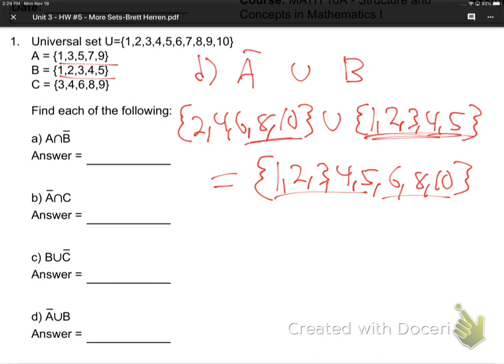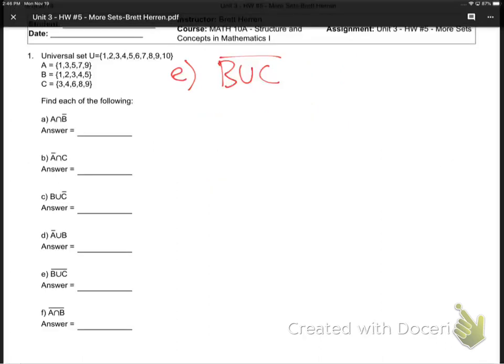Good? I'll move on to E and F. Bars over the whole thing. I need to show you that. What does it mean when there's a bar over the whole thing, instead of a bar on an individual letter? Bar means opposite, complement. We're going to take the opposite of the whole thing at the end rather than the individual letters in the beginning. Everybody see that? So first find B union C, and when you're all done, opposite that answer. That's what it means, right?